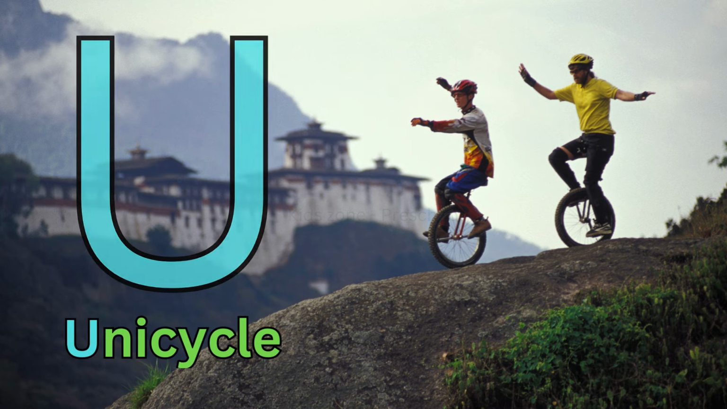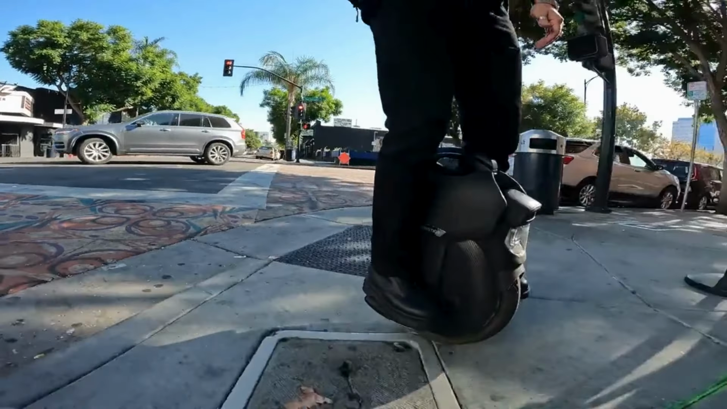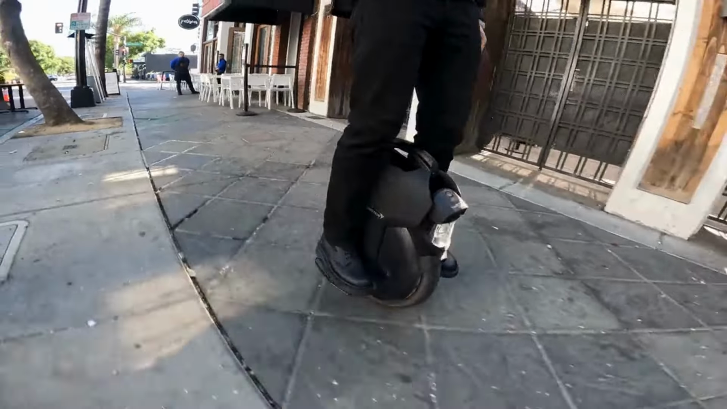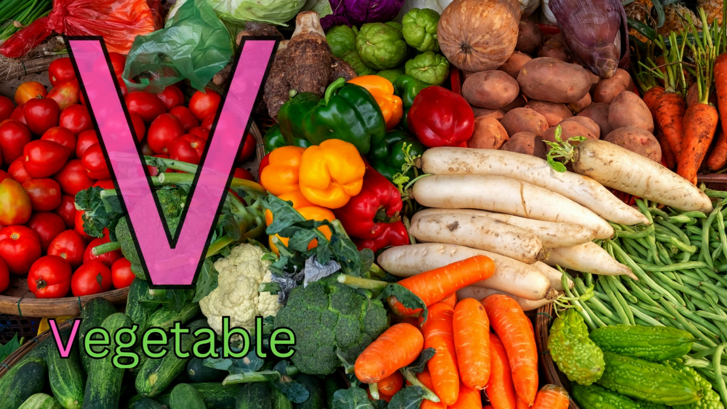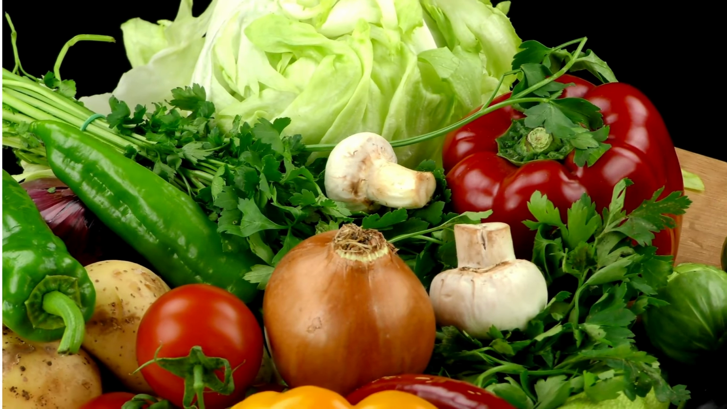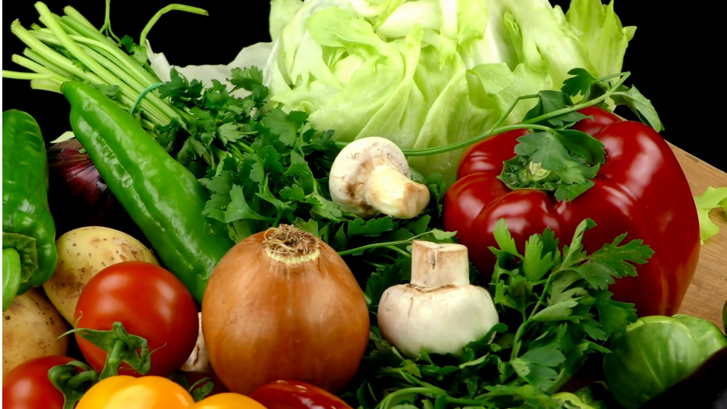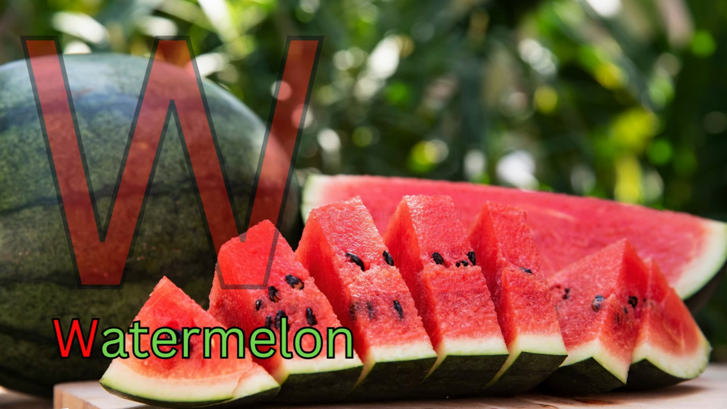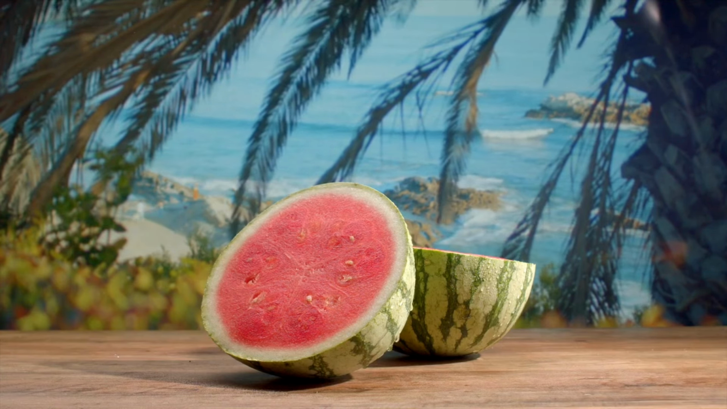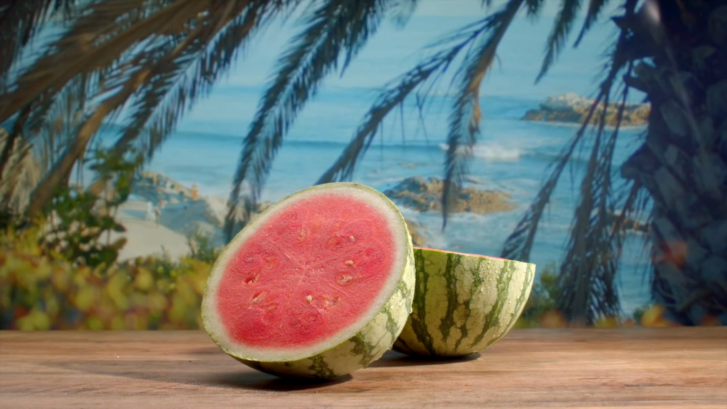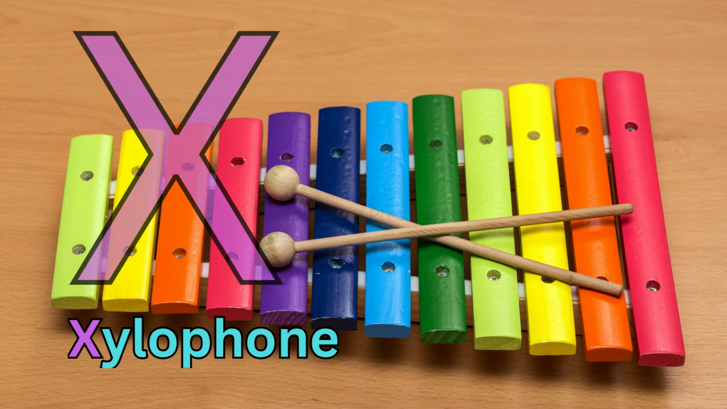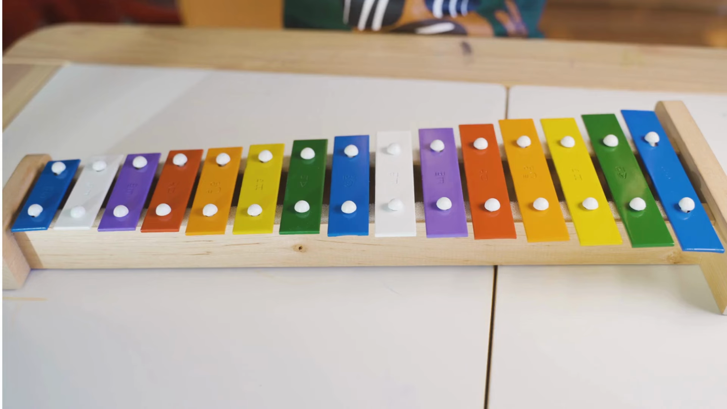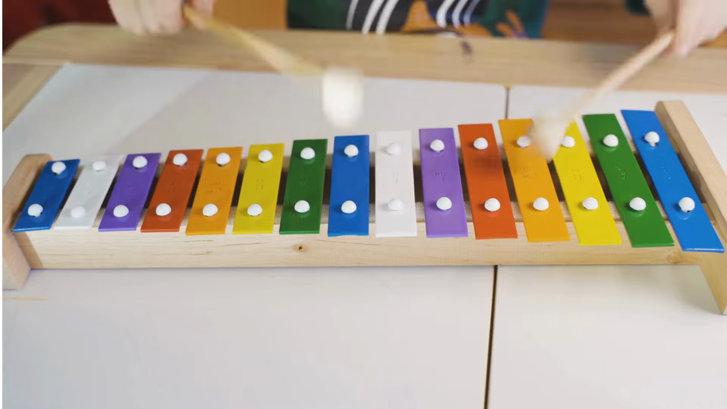U for unicycle. Unicycle. V for vegetable. Vegetable. W for watermelon. Watermelon. X for xylophone. Xylophone.